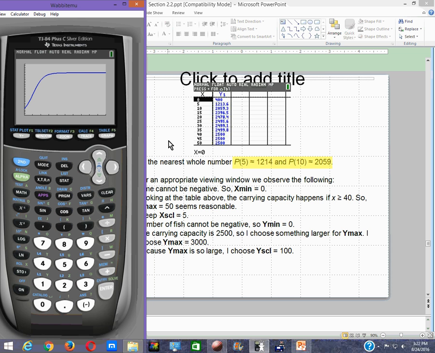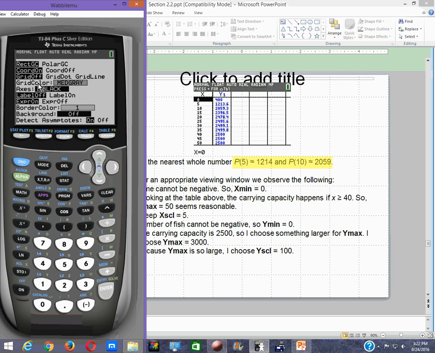Sometimes if you would like to be able to read off some sort of a grid, do second format. Right here you can turn the grid off or on. You can make it dots or lines. I'm going to make lines. So enter that, and graph it again.